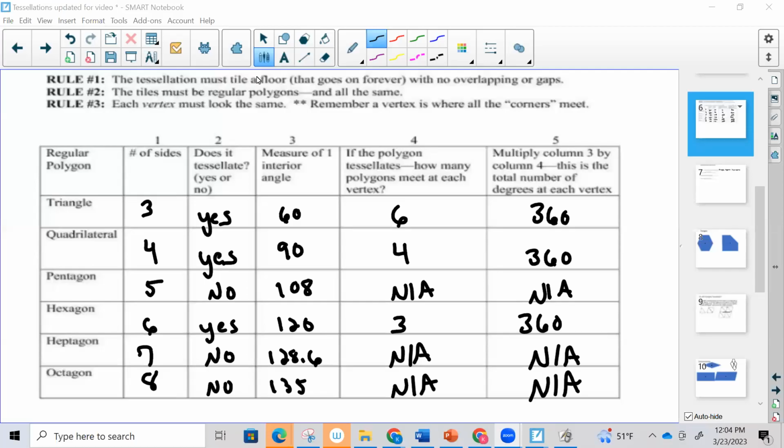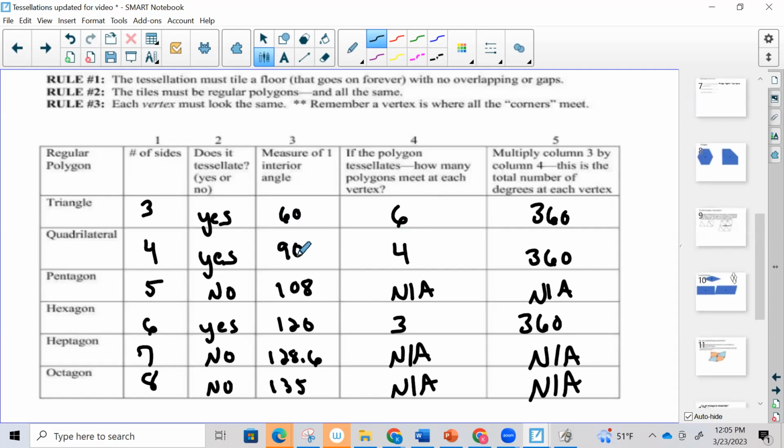So in the classwork activity, you should have filled out this diagram and you should have found that triangles tessellate, quadrilaterals tessellate, and hexagons tessellate. And anything else did not tessellate, any of the other regular polygons. And we should have found that if we did a triangle, we got 6 of the vertices to match there. And if we do the 60 degrees times 6, we get 360.